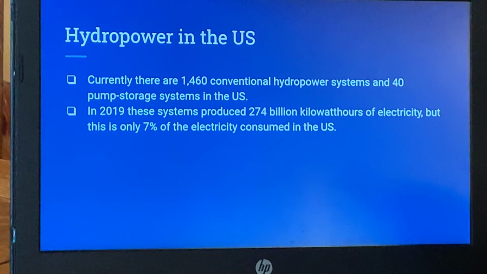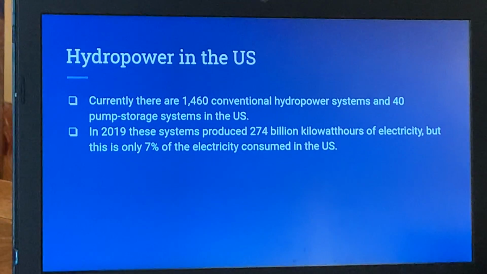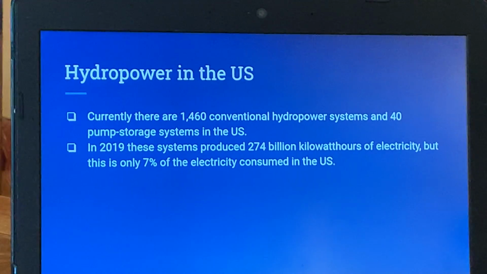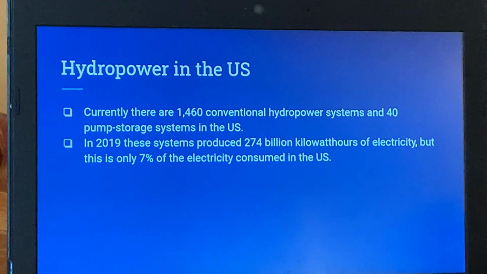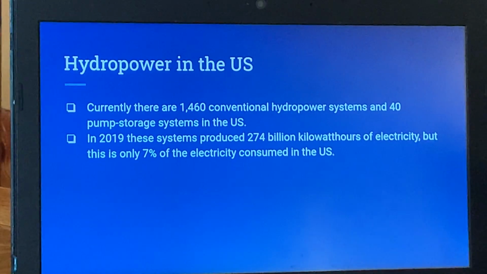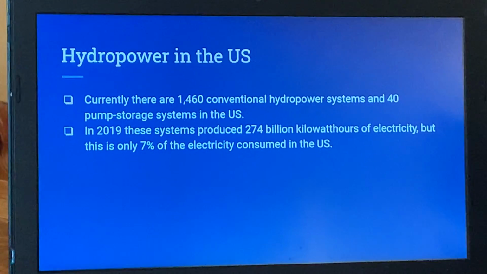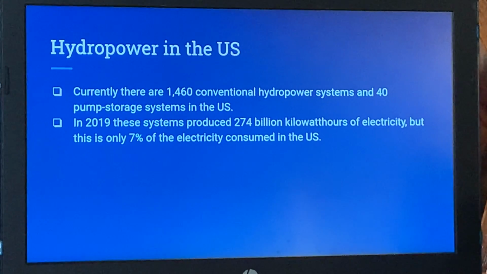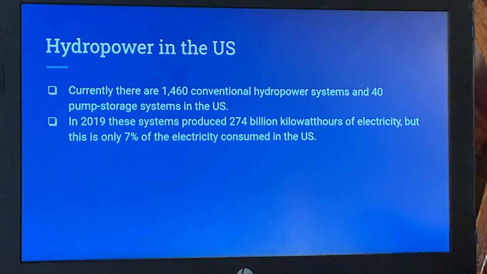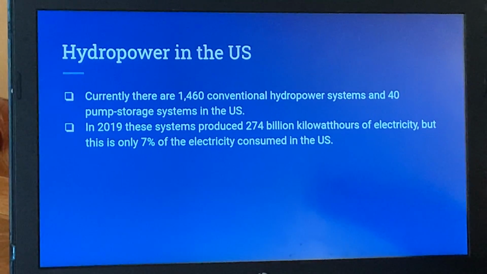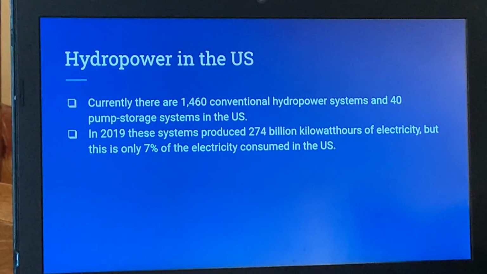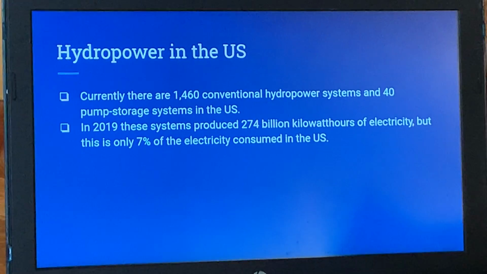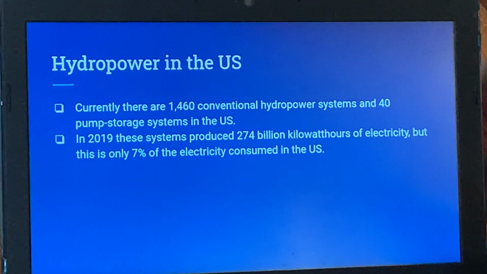So, hydropower in the US. Currently, there are 1,460 conventional hydropower systems and 40 pump storage systems in the US. And in 2019, these systems produced 274 billion kilowatt hours of electricity, but this is only 7% of the electricity consumed in the US. Just by comparison, even though this does seem like a really large number, coal produces 966 billion kilowatt hours, and natural gas produces 1,582.